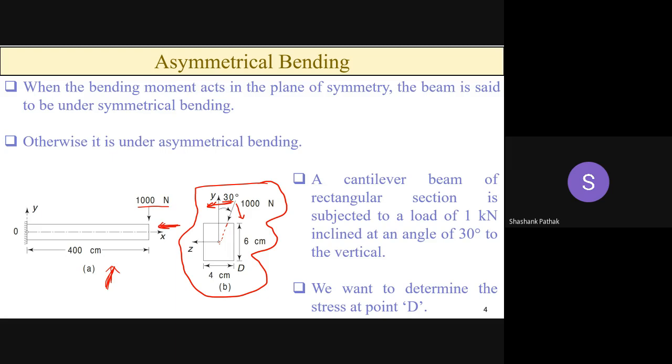So a cantilever beam of rectangular cross section is subjected to a load of 1 kilonewton, inclined at an angle of 30 degrees to the vertical, like this. We want to determine the stress at point D. So what kind of problem do we want to deal with? At this location we want to determine what stresses will come here. Although this case may be solved very easily, there is a detailed philosophy behind it. So we want to understand the detailed philosophy behind those kinds of problems. We will start with some basics of such problems. What are the basics of that particular problem?